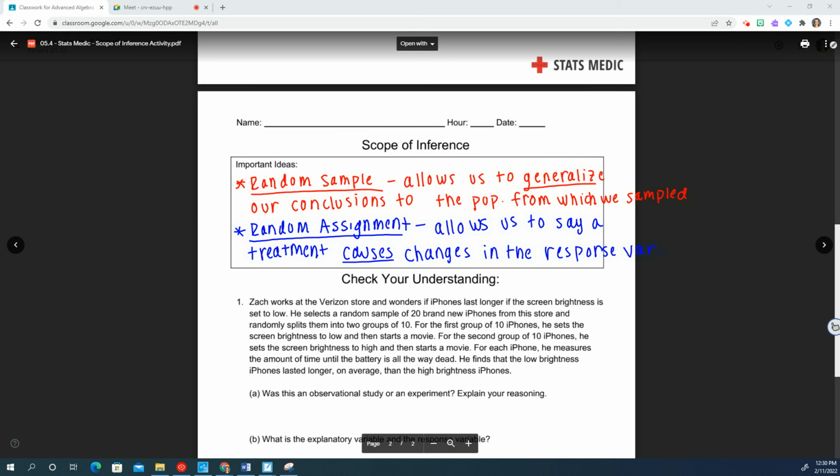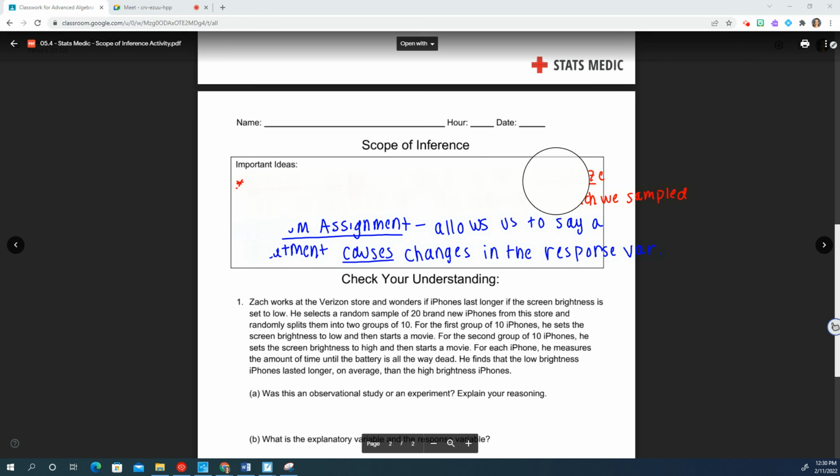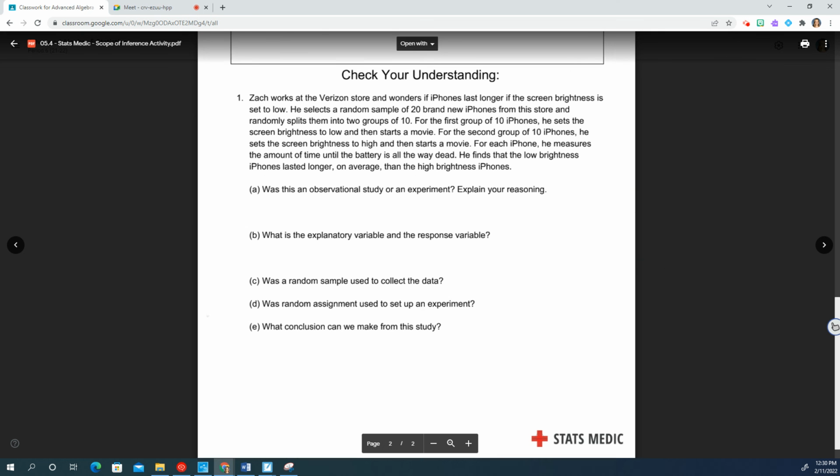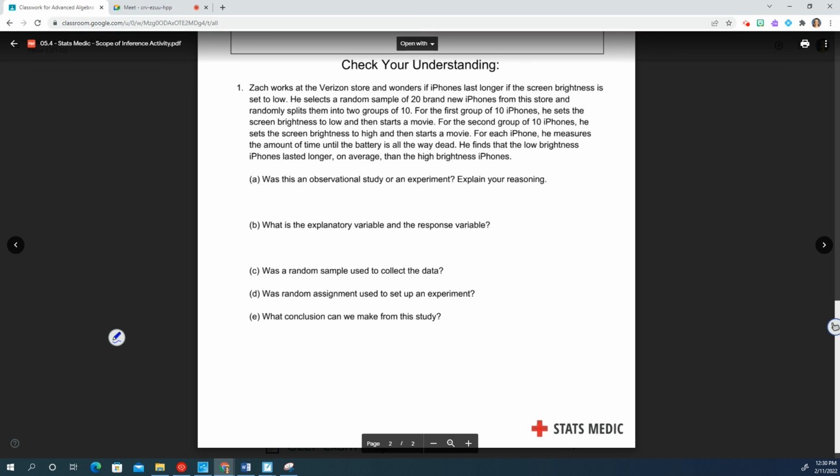Okay, A. Was this an observational study or an experiment? Experiment, right. Why? That's a treatment. Treatment was applied. Experiment. Random assignment to treatments.